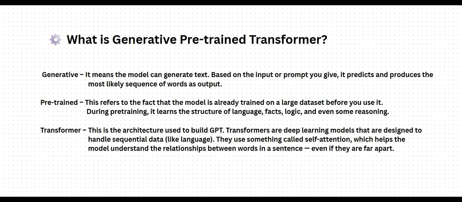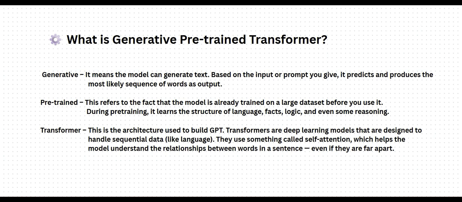Number two, it's pre-trained. This refers to the fact that the model is already trained on a large data set before you use it. During this pre-training, it learns the structure of language, facts, logic, and even some reasoning.